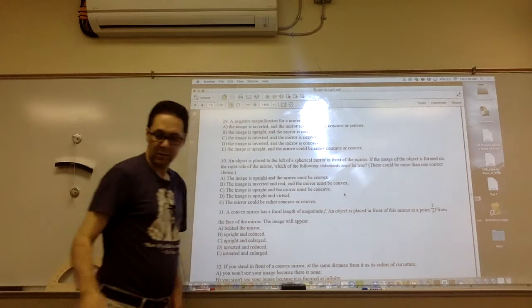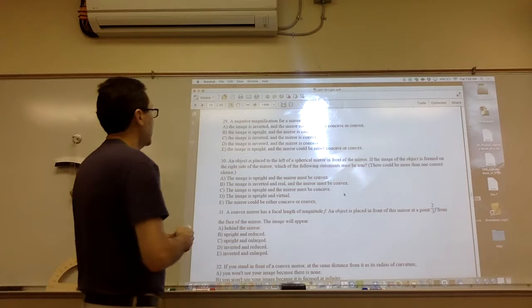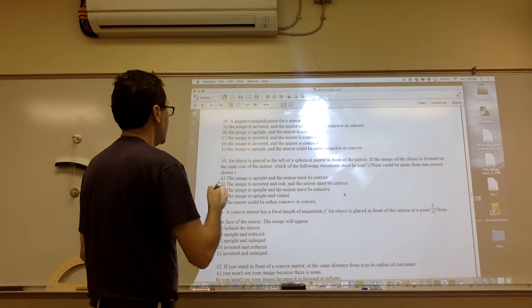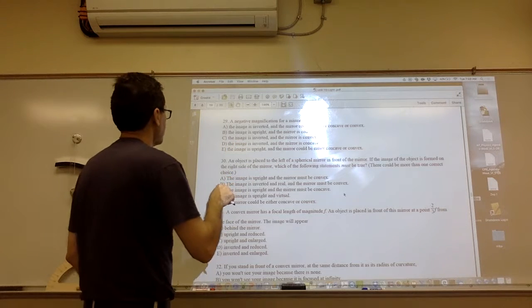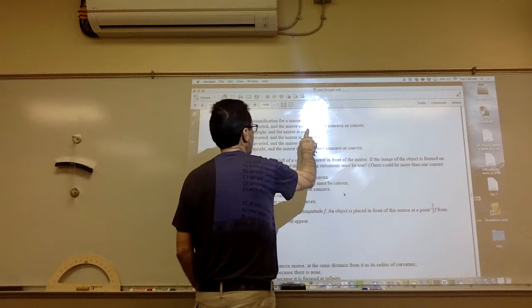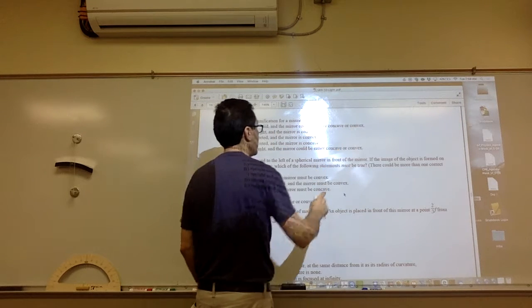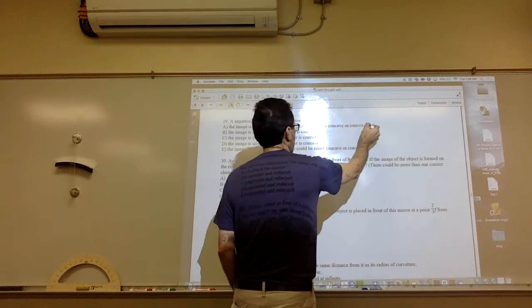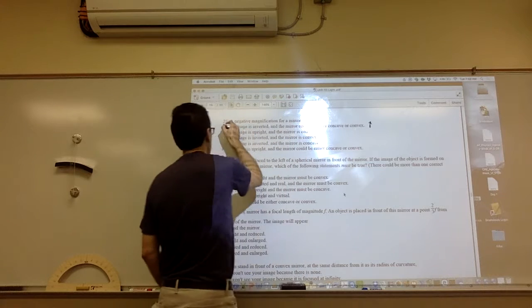All right, let's look at number 29. A negative magnification for a mirror means that the image is upside down. The image is inverted, and the mirror could be either concave or convex. Well, it cannot be convex because convex only gives you an upright image, a small upright image, so that's out.